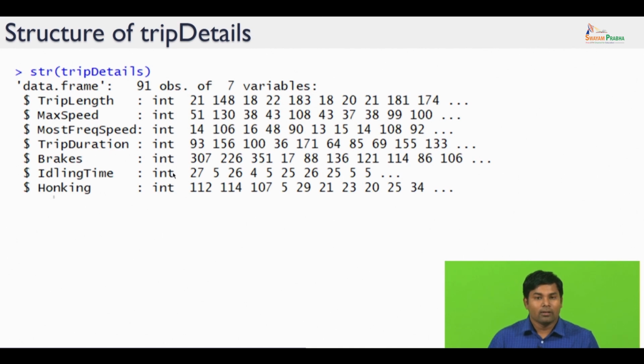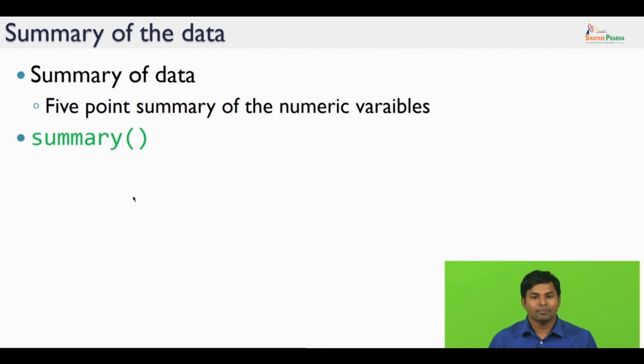Keep this in mind because k-means wants all the variables in the data matrix to be numeric or integer variables. We will see that when we discuss the k-means function as we go along. Now structure gives you the type of the object, the variables that are there in the object, and their data types. There is another command, summary, which gives you the 5-point summary of the numeric variables. This is the function summary.